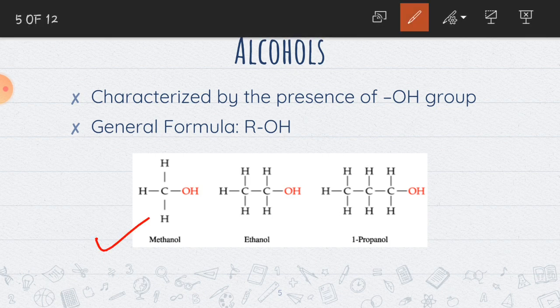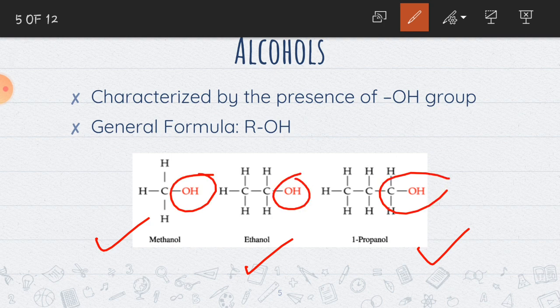First one is methanol, second ethanol, and third propanol. Now you may see here that each compound contains this OH group attached with an alkyl group. In propanol, this OH group is attached with a propyl group. In ethanol, OH is attached with an ethyl group. In methanol, OH group is attached with a methyl group.